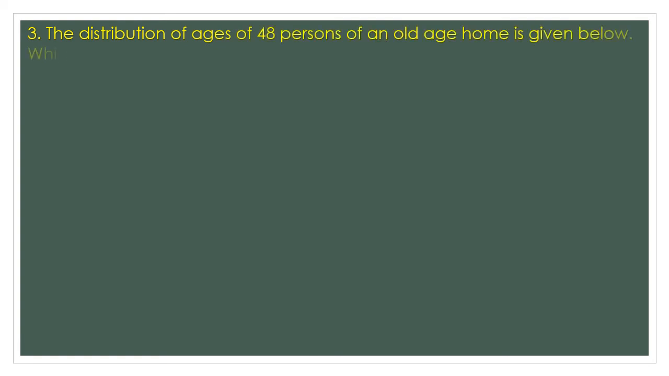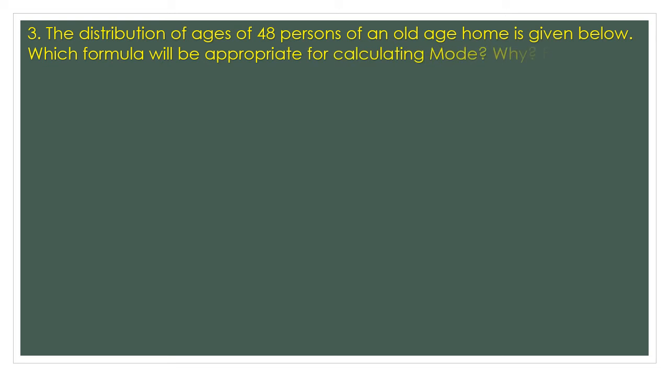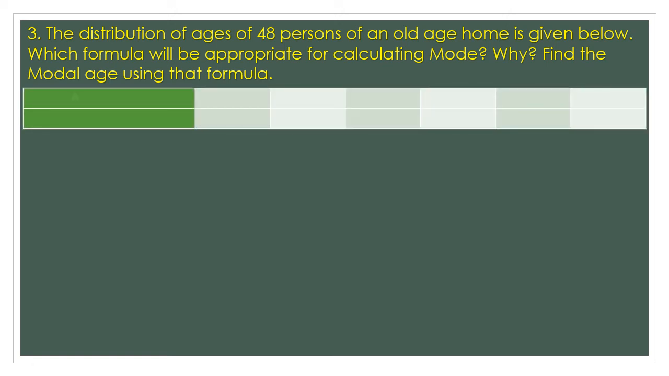Okay, question number 3 for the exercise 3.5. The distribution of ages of 48 persons of an old age home is given below. Which formula will be appropriate for calculating mode? That's a question. Second is why. Okay, we have to give the reason also. Find the modal age using that formula. So whatever formula we feel is the correct one, we have to give the reason and then use that formula to calculate mode. Okay, let's look at the data to understand which formula we should use.